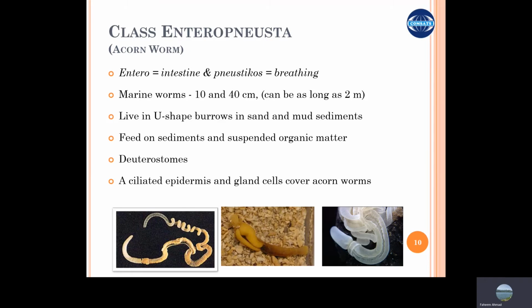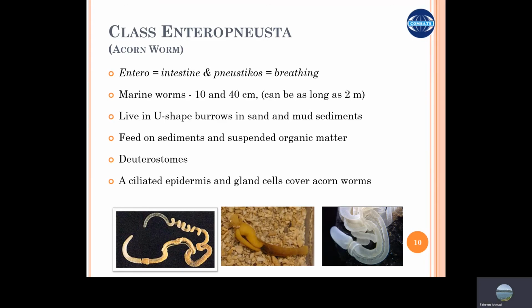They are all marine worms, and their size varies from 10 centimeters to 40 centimeters, which is quite big, and they can be as long as 2 meters. And a major part of their body length consists of their abdomen.